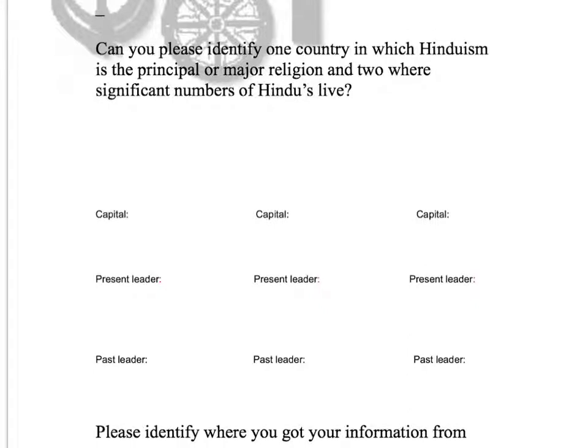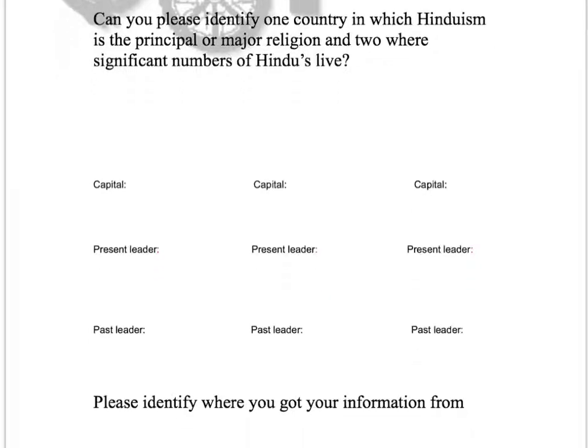Moving on, I would like to know the name of one country where Hinduism is the major or one of the principal religions, and I'd like two other countries where there are significant numbers of Hindu people living. For each I'd like a flag, a present leader and a past leader to link with our understanding of the work undertaken by our colleagues in geography and history as part of the humanities.